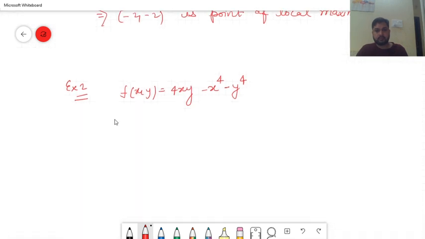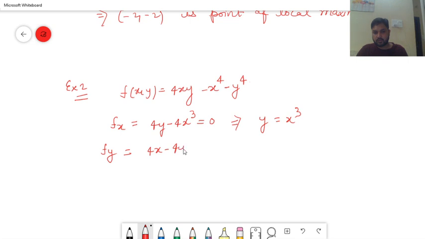So for this, first of all we will differentiate it with respect to x. It gives us fx equal to 4y minus 4x cube, and now we put it equal to 0, and from here we get y is equal to x cube. Similarly, we find fy, which is 4x minus 4y cube. This is equal to 0, and from here we get x is equal to y cube.